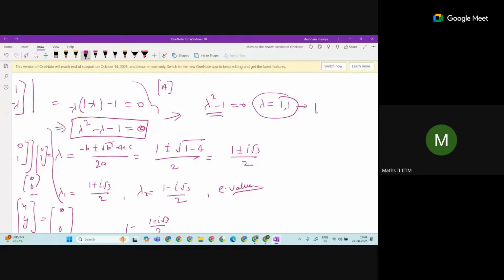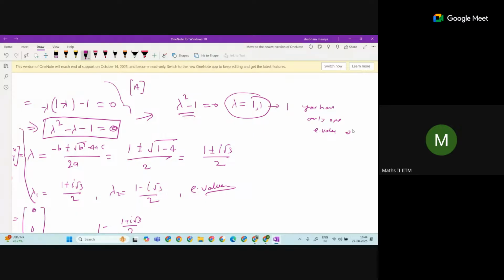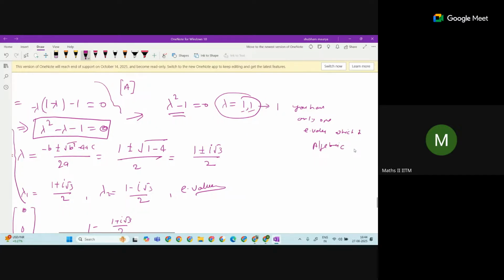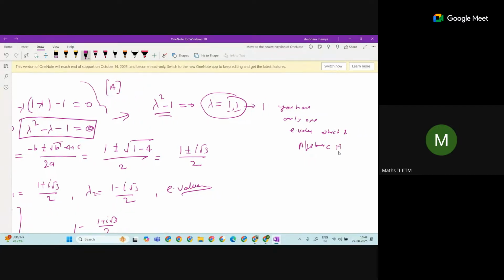So that means you have only one eigenvalue, which is 1. But it occurs twice, no? So it is called algebraic multiplicity. It occurs twice, so the algebraic multiplicity is 2. So if eigenvalues are repeated, then how many times it repeats is your algebraic multiplicity.